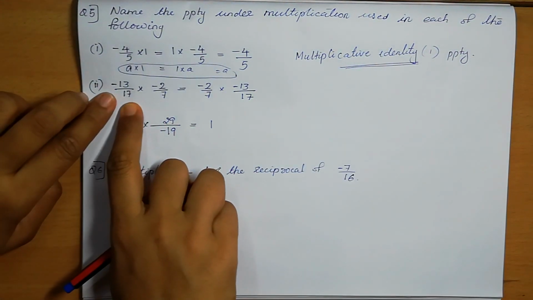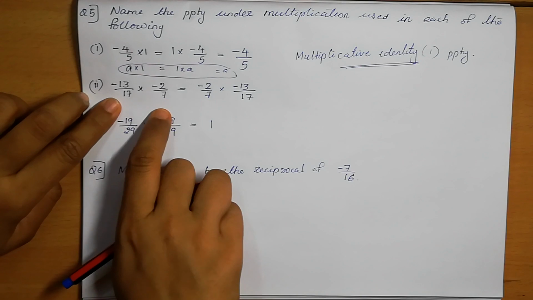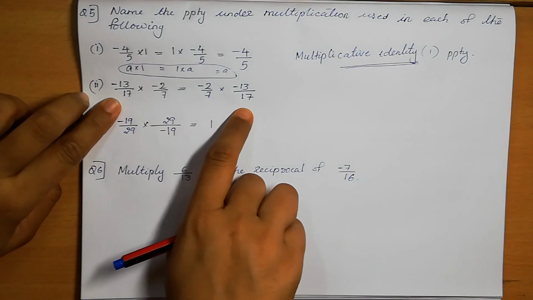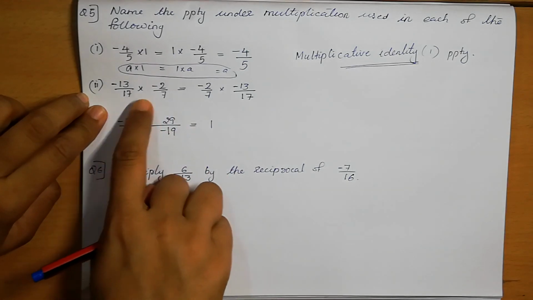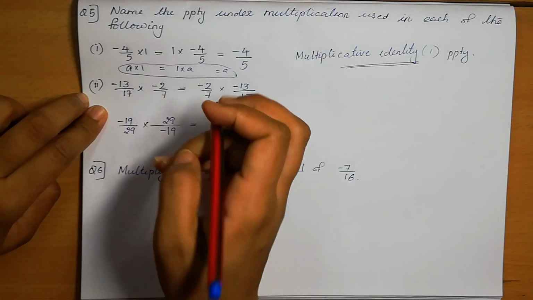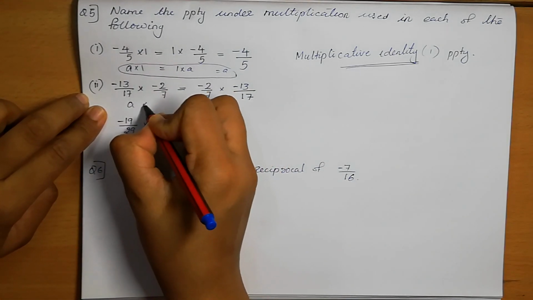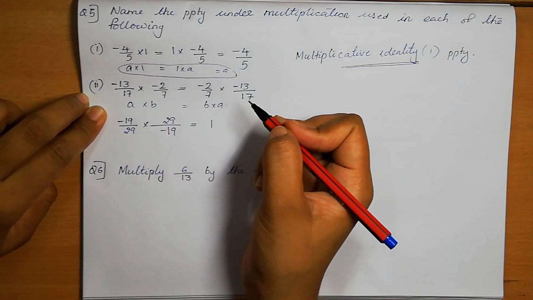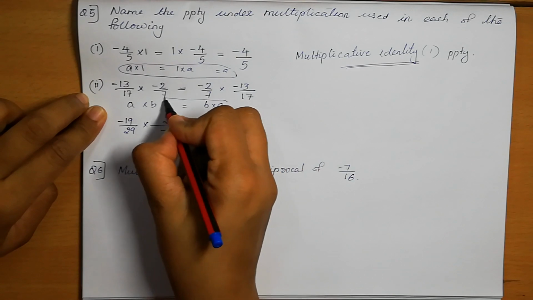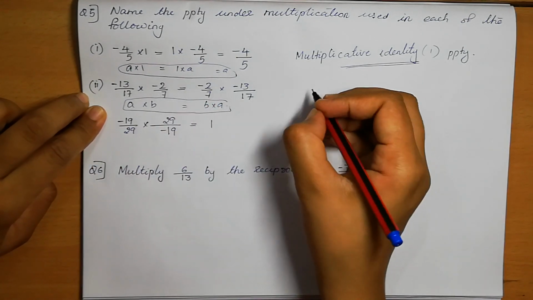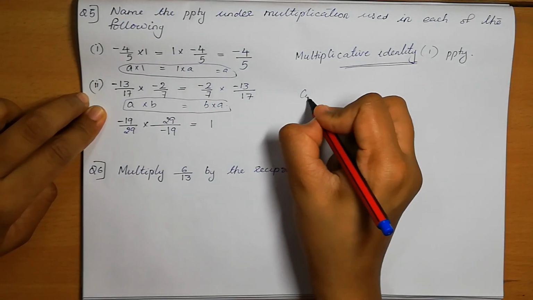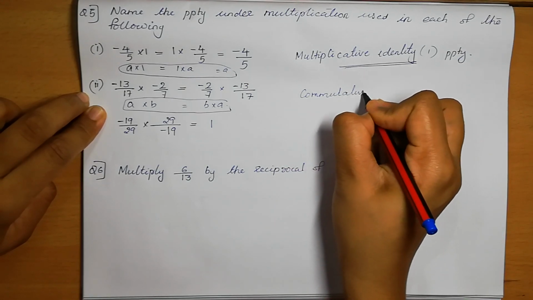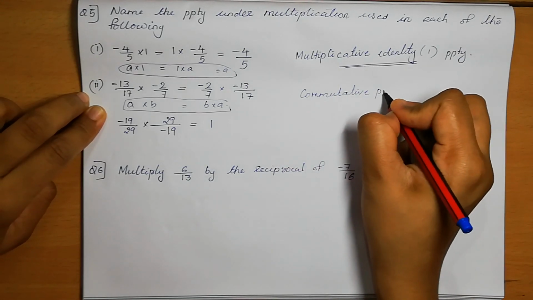Second one, minus 13 by 17 into minus 2 by 7 equal to minus 2 by 7 into minus 13 by 17. That means a into b is same as b into a. Correct. This is a, this is b, equal to b into a. This is which property? Commutative property, correct. So here which property is applied? Commutative property.